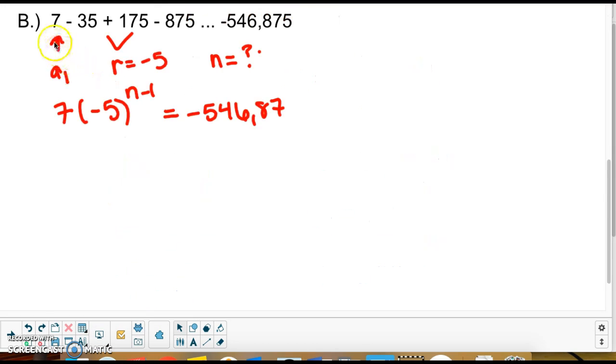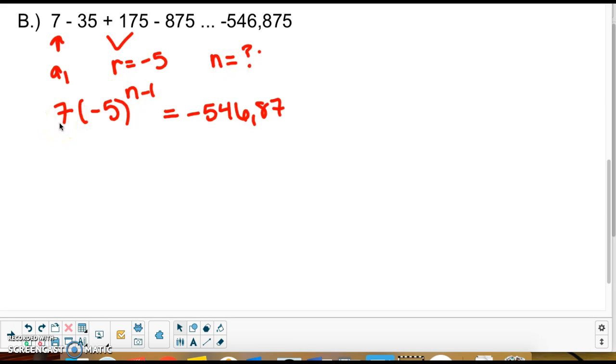Okay, a similar problem. We have 7, negative 35, and 175. So our A1 is 7. Our ratio we can see is multiplying by a negative 5. And again, we need to know the number of terms.